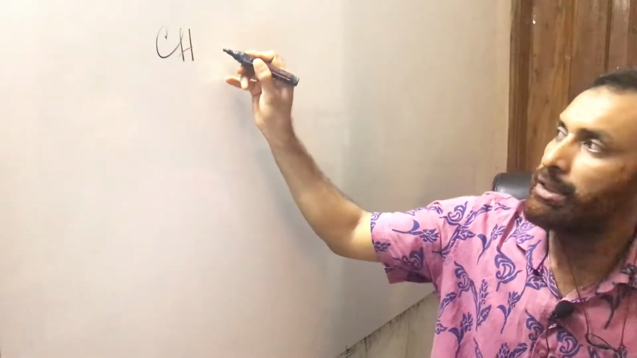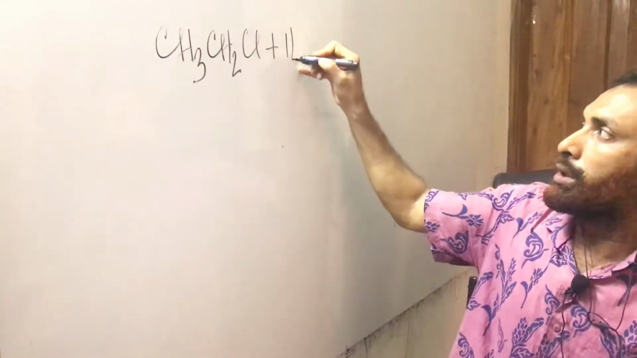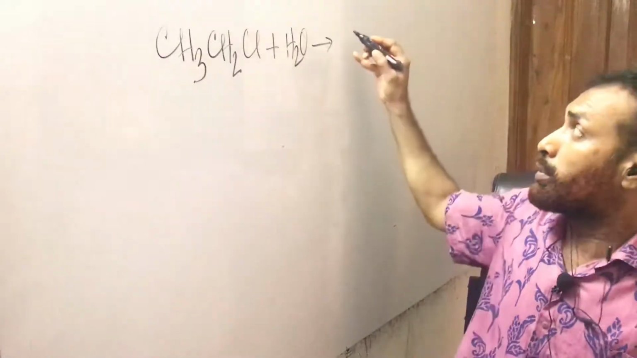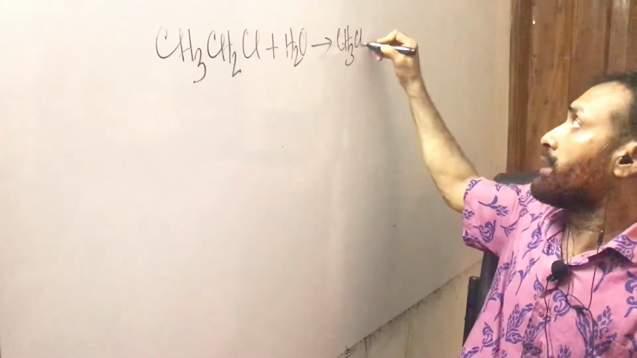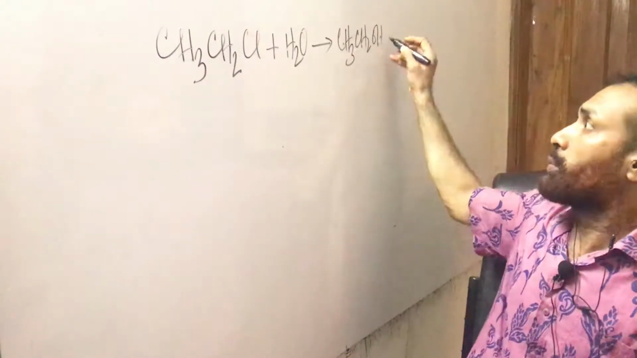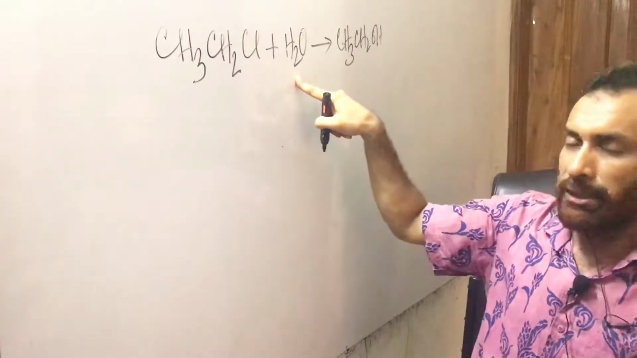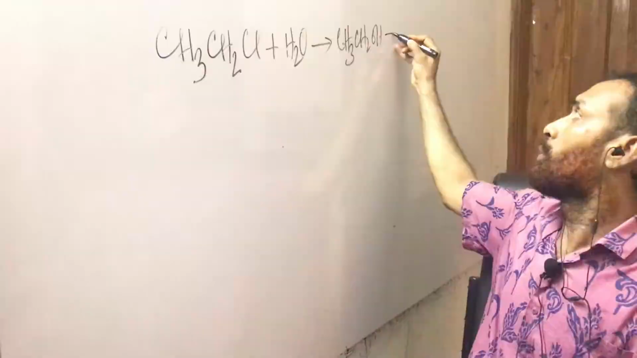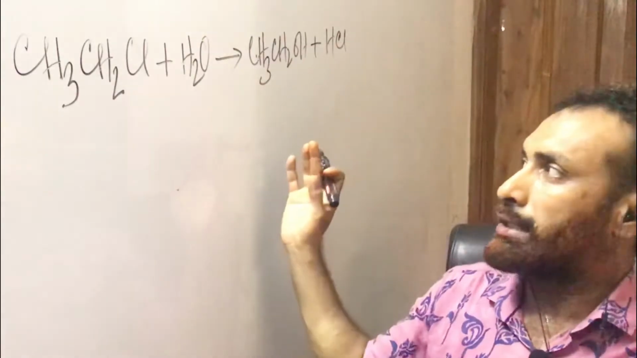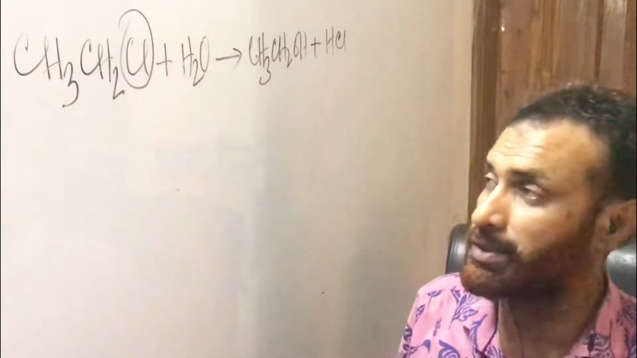here you see I write CH3CH2Cl, and if this reacts with water, H2O, the product would be ethanol, CH3CH2OH, where the OH comes from water, and another hydrogen is left, and this hydrogen will combine with chlorine to form hydrogen chloride. So this is a reaction, this is a nucleophilic substitution. Chlorine has been substituted or replaced.